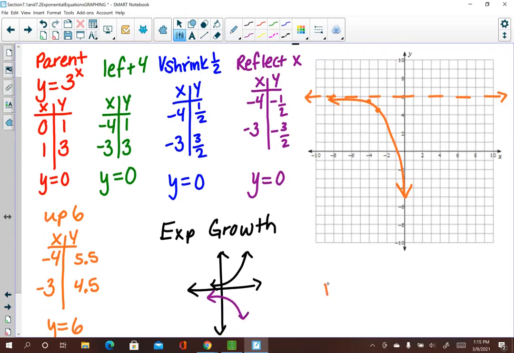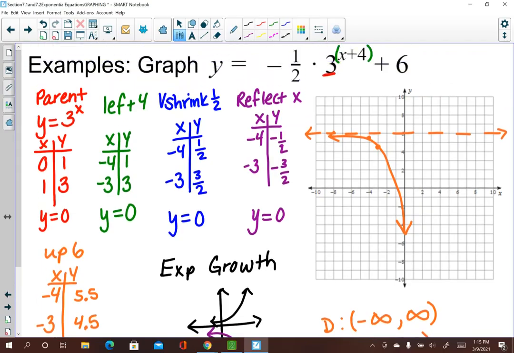The domain of any exponential function is -infinity to infinity. The range here, I have an arrow pointing to -infinity, my lowest y, all the way up. We're getting super close to that asymptote 6, but we're never touching it, so it actually has a parenthesis. And there we have the graph of this big, complicated, long exponential function.